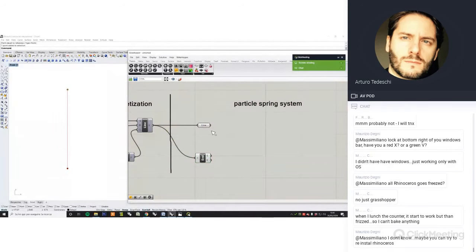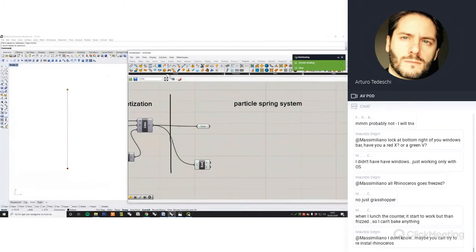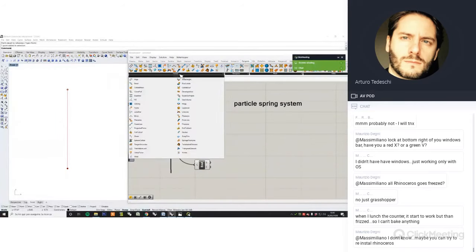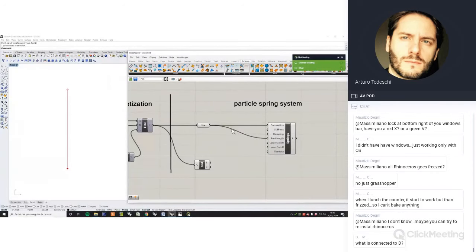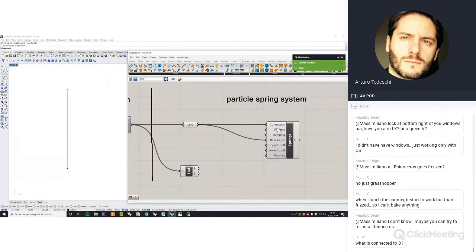Okay, so lines into springs and points into particles. So we can go in Kangaroo, forces once again, springs from line. As I mentioned before, this one goes here, and this one goes here. We always have to do this double connection. Line goes to connection and rest length. But now we can define this value here, which is stiffness.